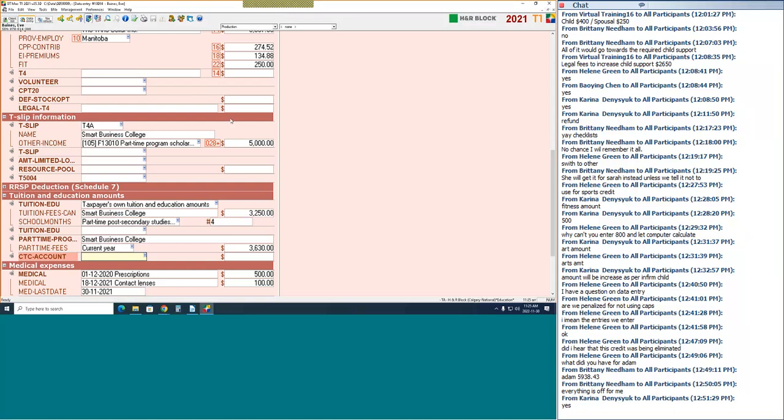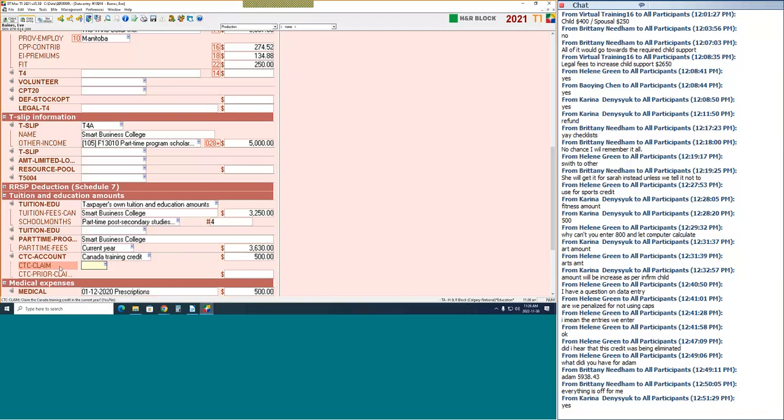Eve is of an age where the Canada Training Credit is appropriate. She can claim some of her tuition as a refundable credit. If she wants to do that, we need to tell the computer that she has a Canada Training Credit limit. So I want you to go now to the bottom of hers where it says CTC account, and we're going to say, what is her Canada Training Credit eligibility for this year?